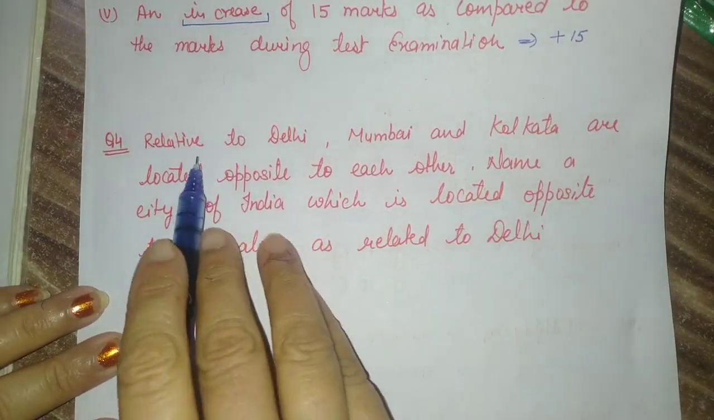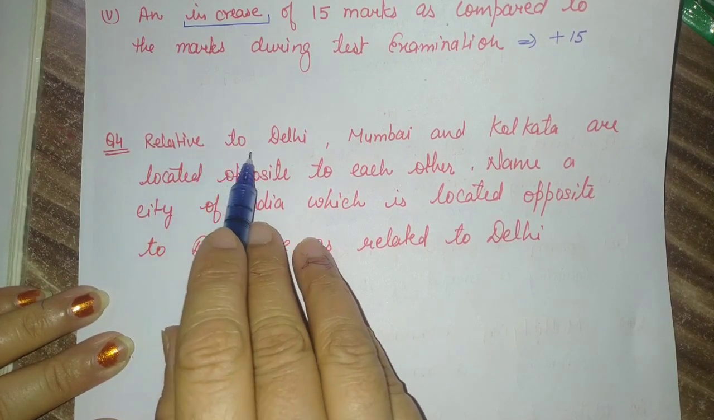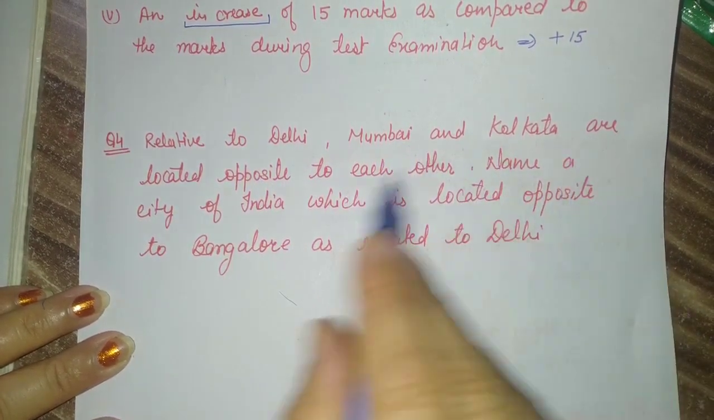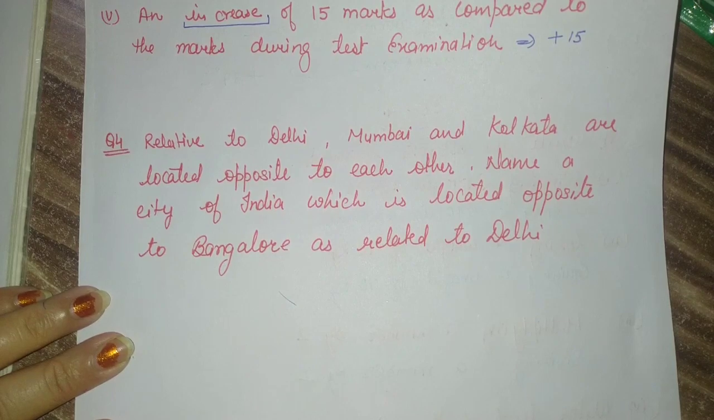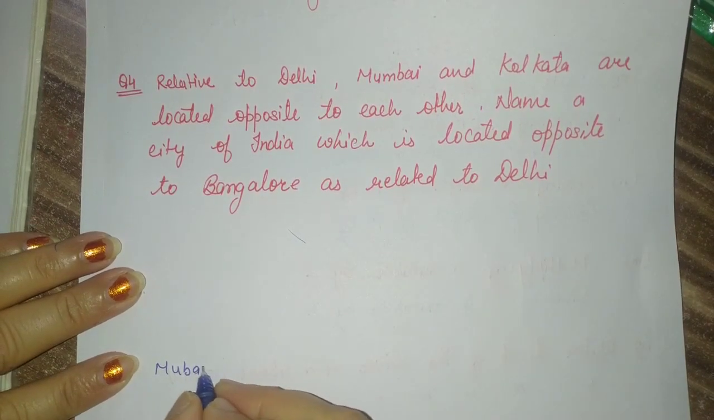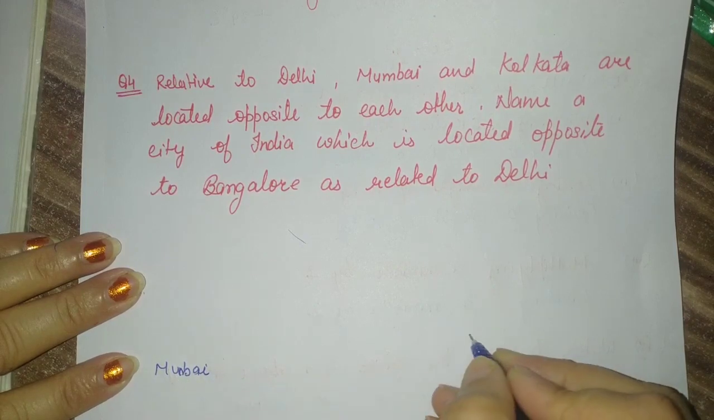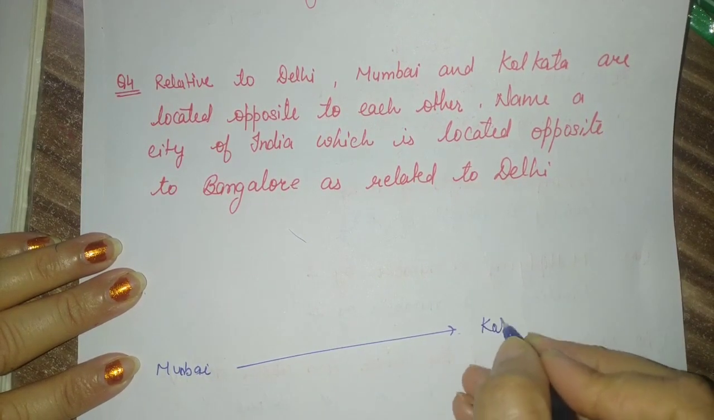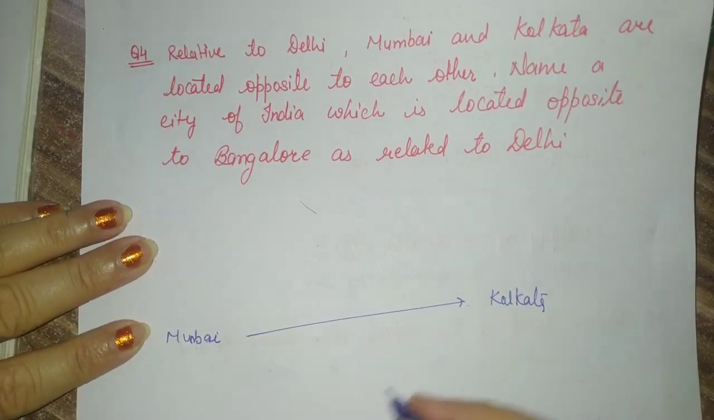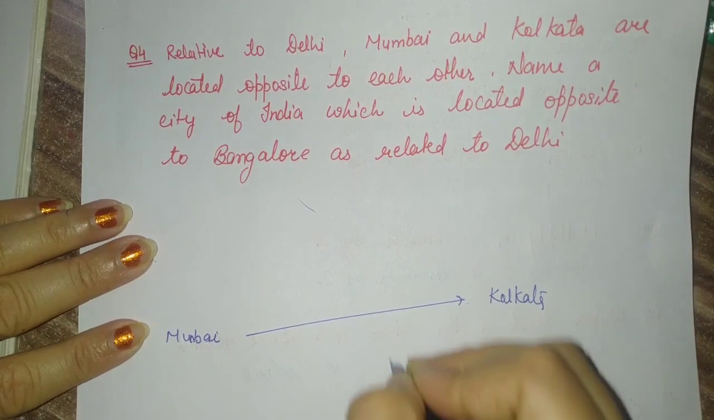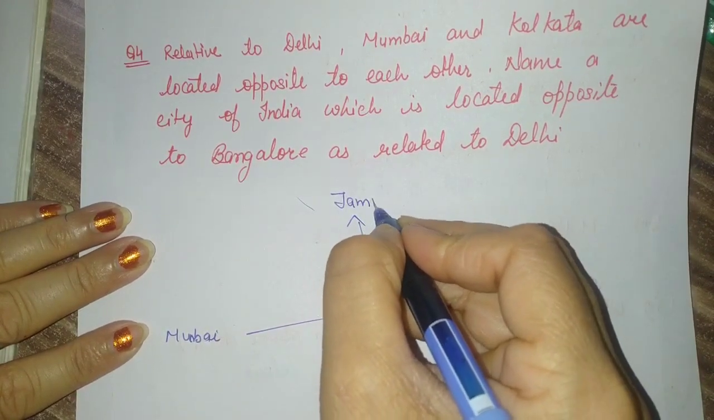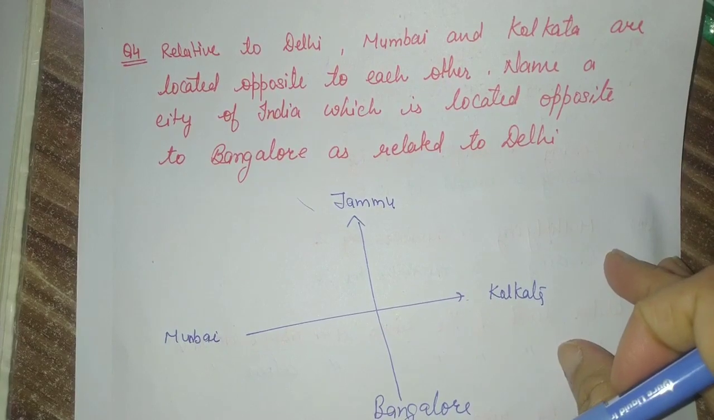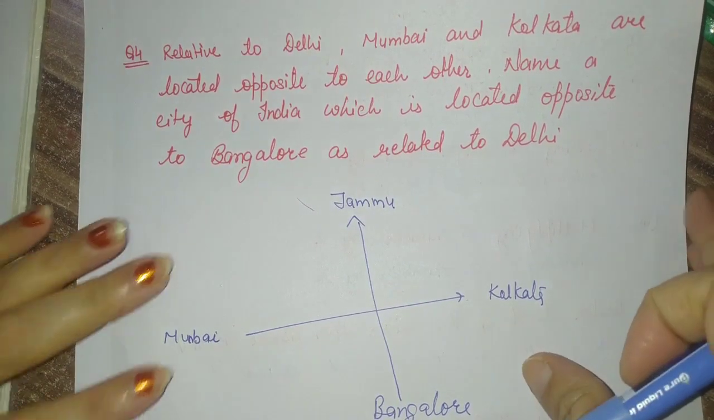Now move on to question number 4. In question number 4, relative to Delhi, Mumbai and Kolkata are located opposite to each other. For example, if we show Mumbai on this side, then Kolkata is on the opposite side of this one. Same, they are asking, if Bangalore is here, what is the opposite side of Bangalore? If you observe the Indian map, here is Jammu. So what is the opposite of Bangalore? That is Jammu. So here the answer is Jammu.